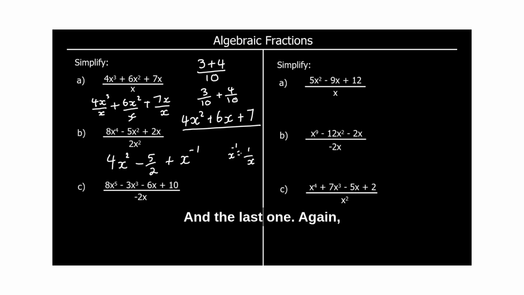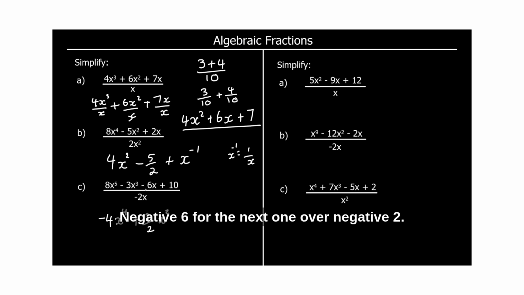And the last one, again, dividing each term in the numerator by the denominator. So 8x to the power of 5 over negative 2x. 8 over negative 2 will be negative 4. X to the power of 5 over x to the power of 1. Take away the powers. X to the power of 4. Next one, negative 3 over negative 2. A negative divided by a negative is positive. 3 over 2 is 3 over 2. X cubed divided by x is x squared.